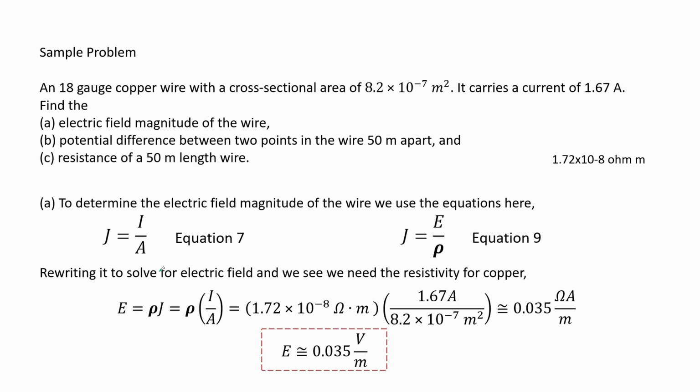For letter A, to determine the electric field magnitude of the wire we use equations 7 and 9. Rewriting it to solve for the electric field, we see we need the resistivity for copper. Substituting the values we have, the magnitude of the electric field is about 0.035 volt per meter.